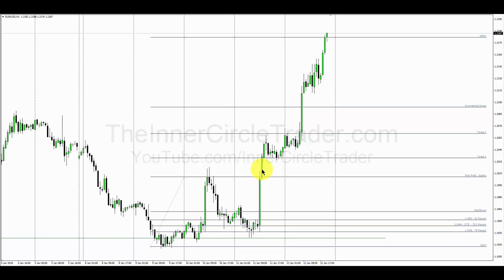Price immediately screams higher, breaks above this high here, and I said I wanted to see if we're going to see any rejection. If you go to Twitter, you'll see I'm watching to see if we get any rejection in here, because if we don't get any rejection, it's going to go higher, and it's going to go higher with a different style of a rally.